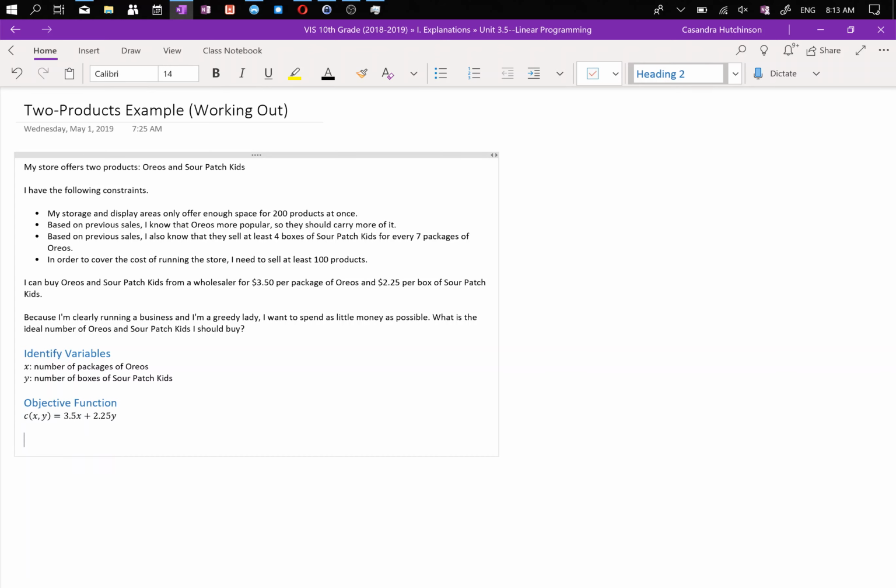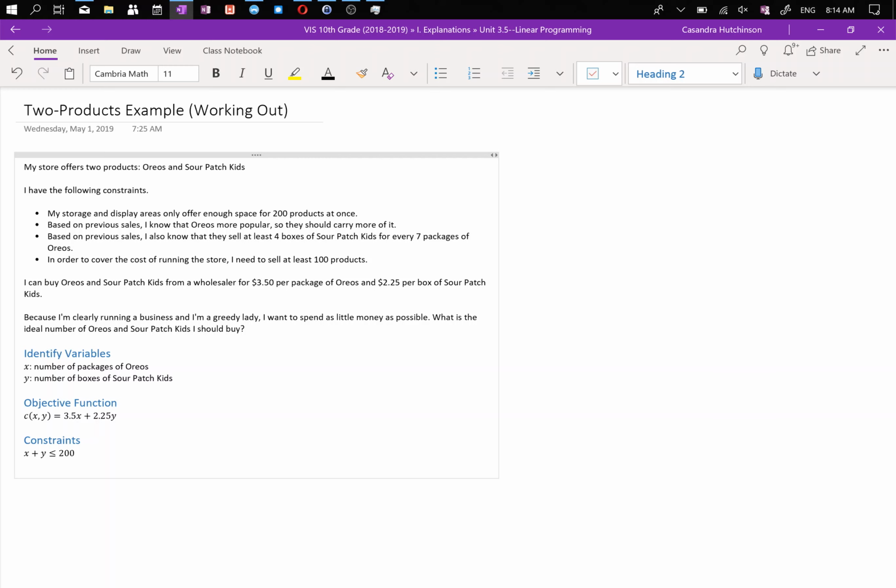Now I have some constraints. There are 4 bullet points, so I probably have 4 constraints. Maybe I can combine some, but I'm just going to keep them separate for now. So the first constraint: my storage and display areas offer enough space for 200 products at once. So all together, I can have at most 200 products. So all together, X plus Y is at most 200.